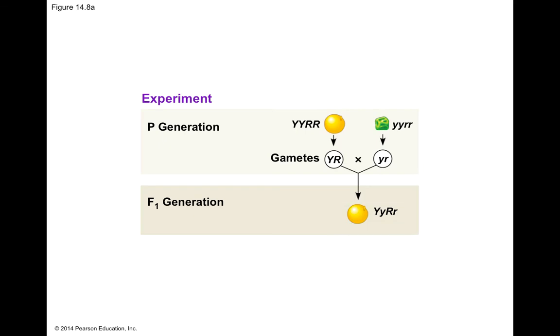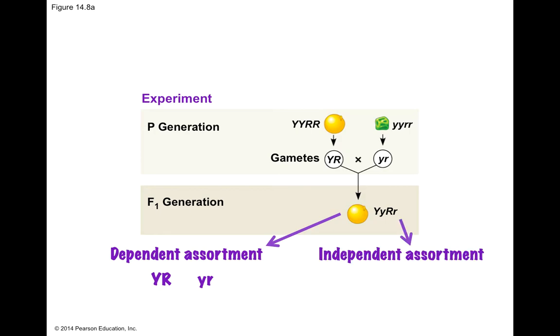If the 2 characters were inherited together, dependent assortment, then the F1s would create 2 different gametes, capital Y, capital R, and lowercase y, lowercase r, from the original parents. If the 2 characters were inherited independently from each other, then the Y's and R's would not necessarily follow each other. For independent assortment, the F1s would be able to create 4 different combinations of gametes from their genotype.